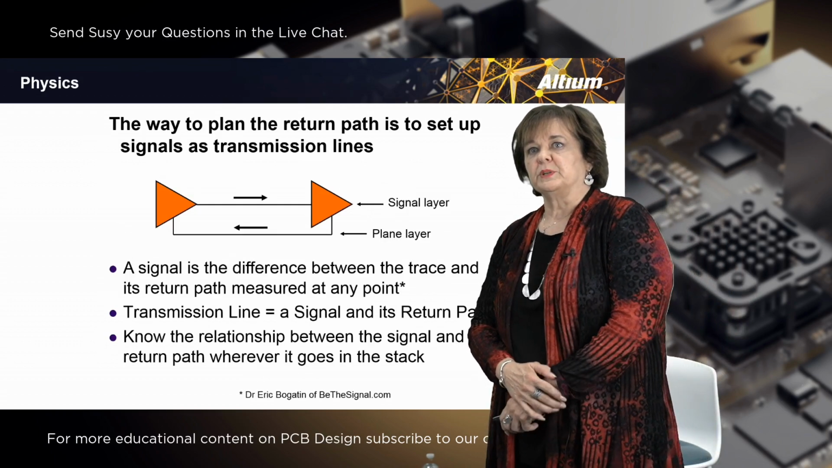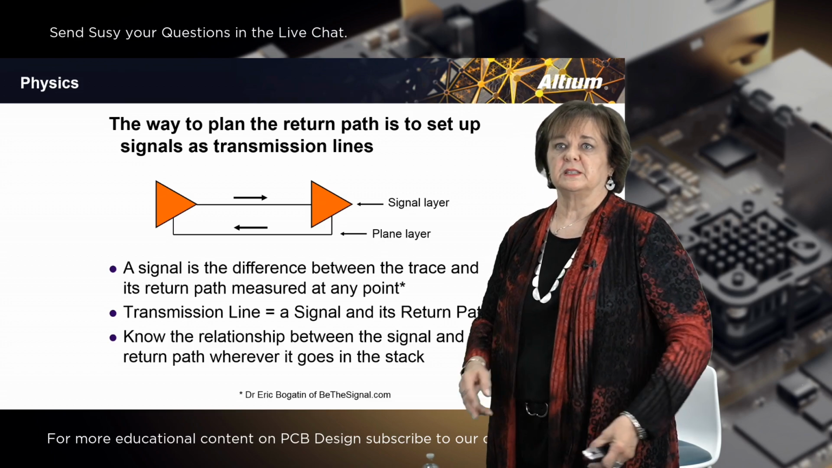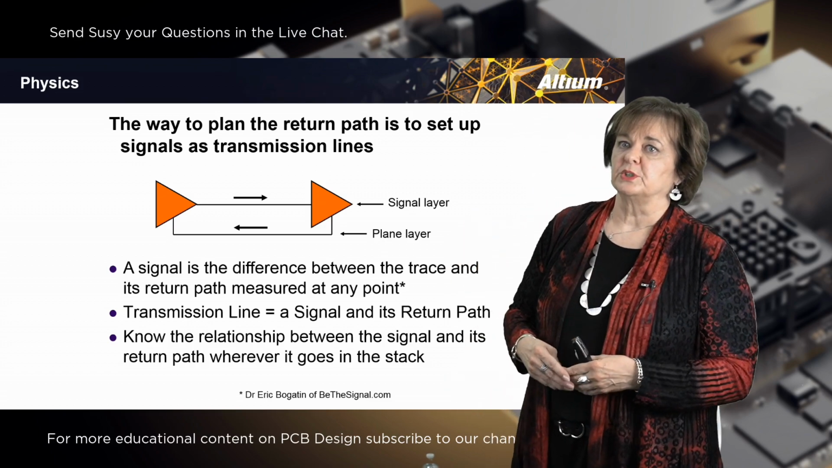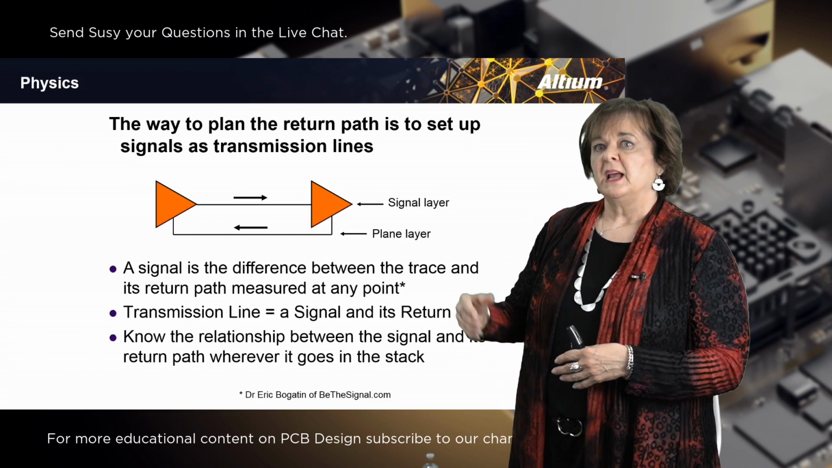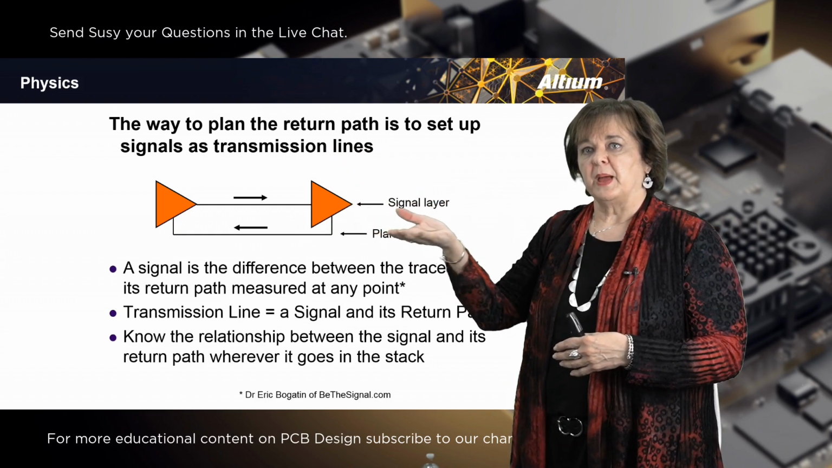The way to plan the return path is to set up transmission lines, where the signal is the difference between the trace and the return path measured at any point. And so the signal is going out on one layer and it's coming back on the other layer.